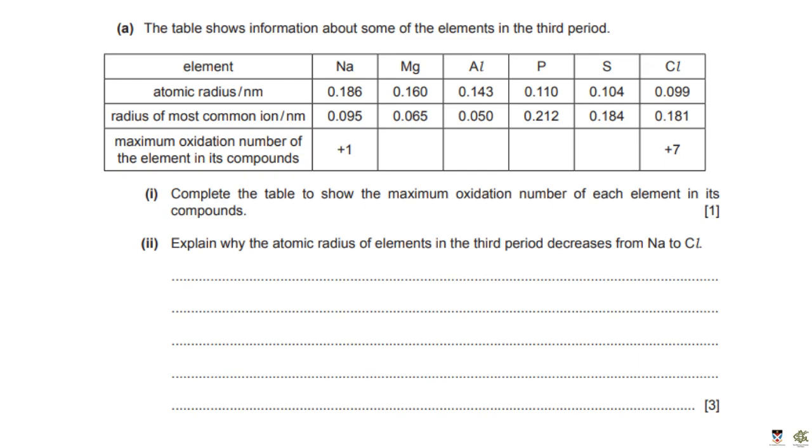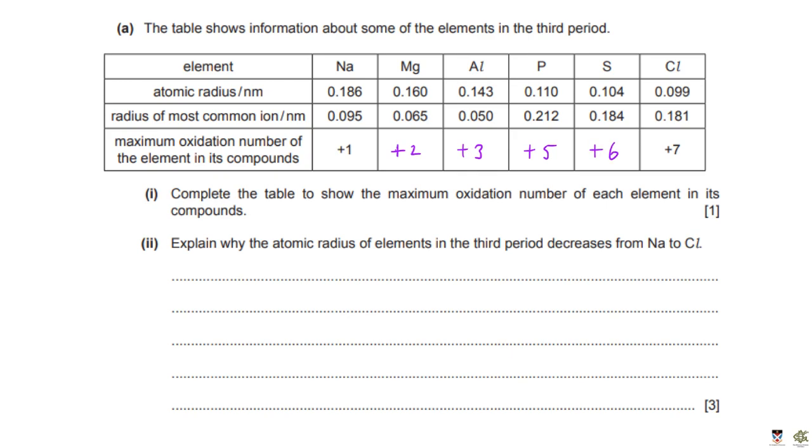Magnesium can lose 2 electrons, so the maximum oxidation number for magnesium will be +2. Aluminium can lose 3, therefore +3. Phosphorus in group 5 or 15, so it can lose 5 electrons, that would be +5, and sulfur +6.